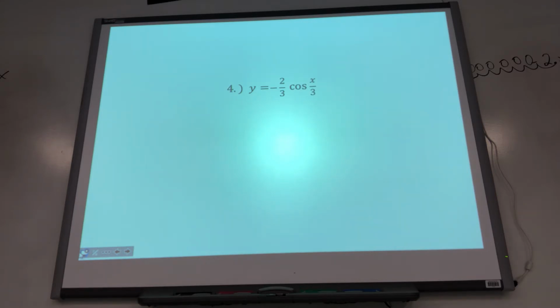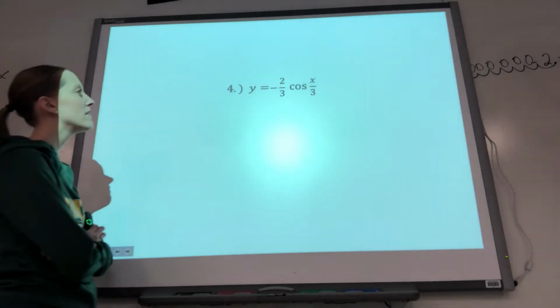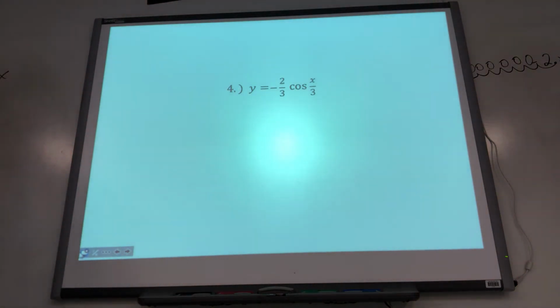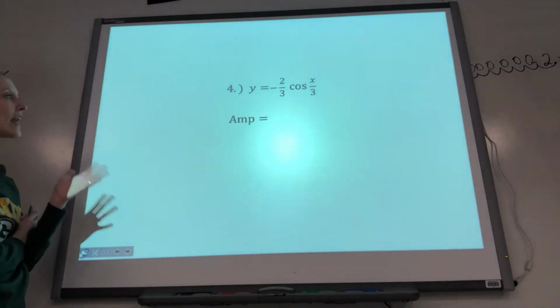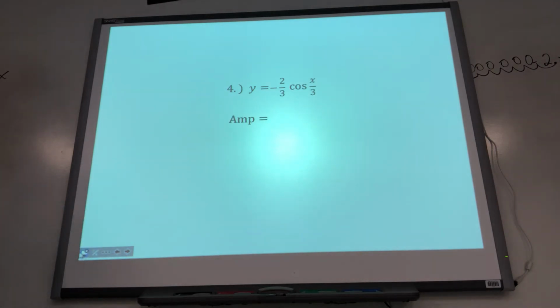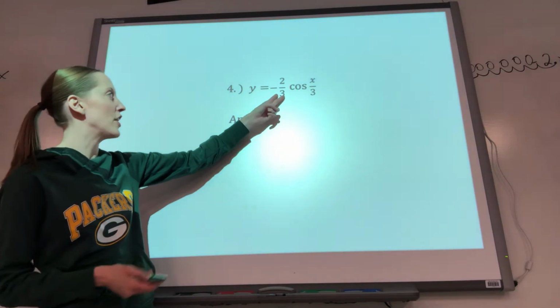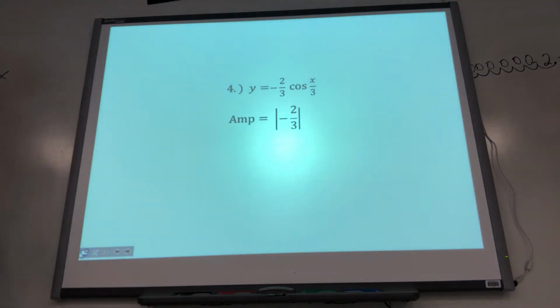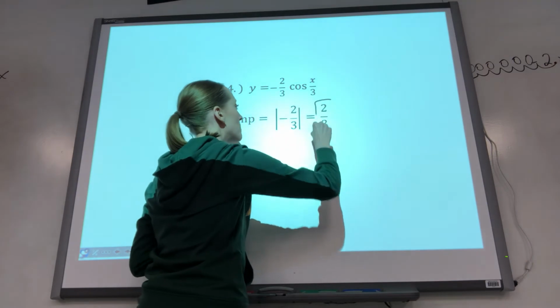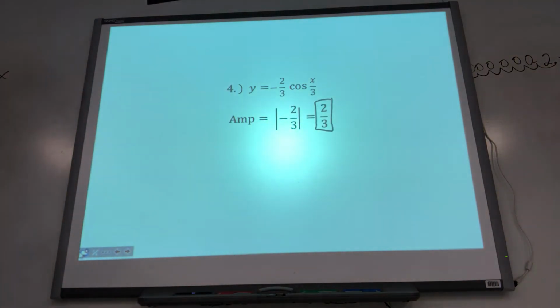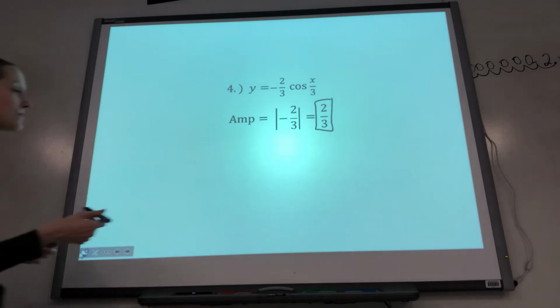y equals -2/3 cosine of x over 3. Usually the only mistake people make when they state the amplitude is that they forget it's the absolute value of a, not just a. So a here is -2/3, but you have to take the absolute value of that, which ends up being +2/3. Amplitude should never be negative.